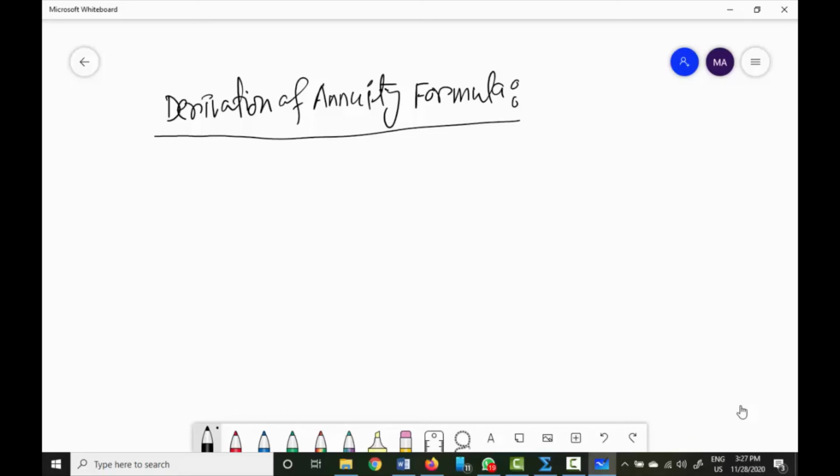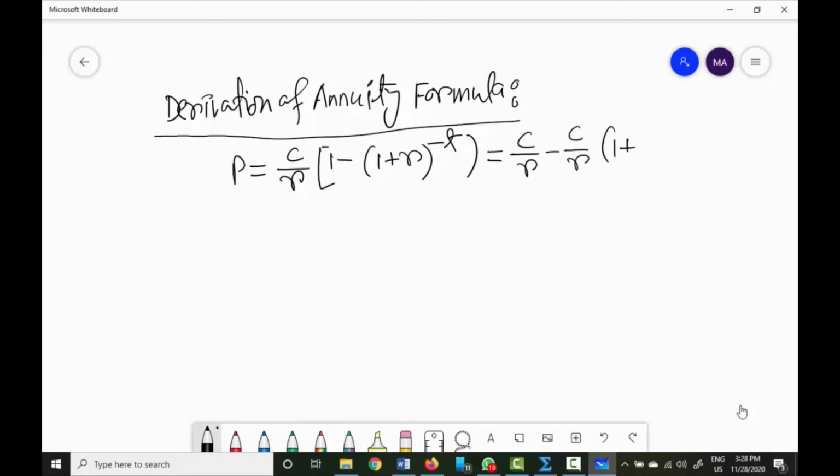So to understand, first of all, you know that this is the formula. The present value of annuity formula is C divided by R, 1 minus 1 plus R power minus T. So we can also write it like C by R multiplied by 1, that means C by R, minus, again we can multiply C by R with this one, so C by R multiplied by 1 plus R power minus T, right?